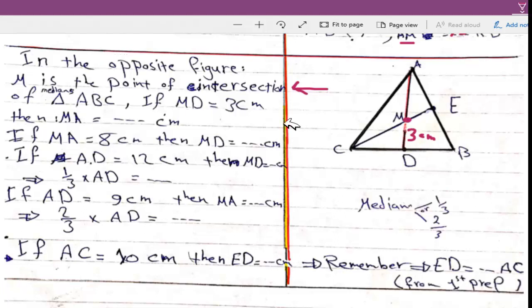Now MD is 3, then MA equals how many? MA is the longest part of the median, so MA is twice MD. This is 3, so this will be 6. It's too easy. If MA is 8 centimeter, then MD equals how many?